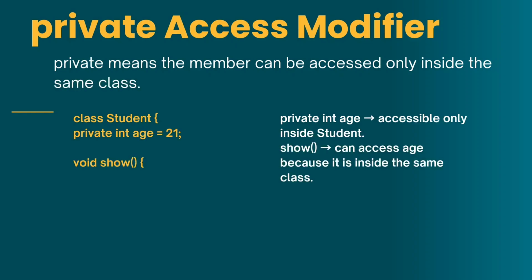Private access modifier. Private means the member can be accessed only inside the same class. A private int age is accessible only inside Student, so Student can access age because it is inside the same class.